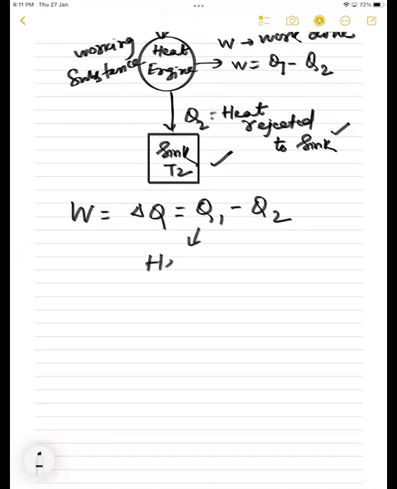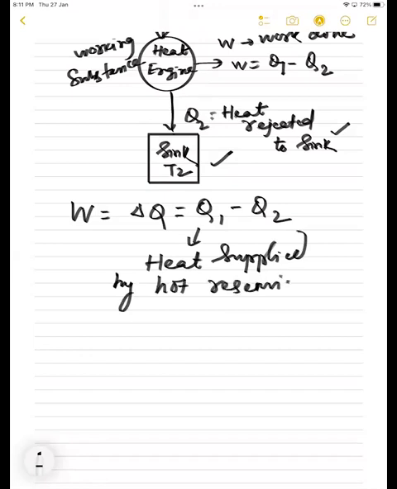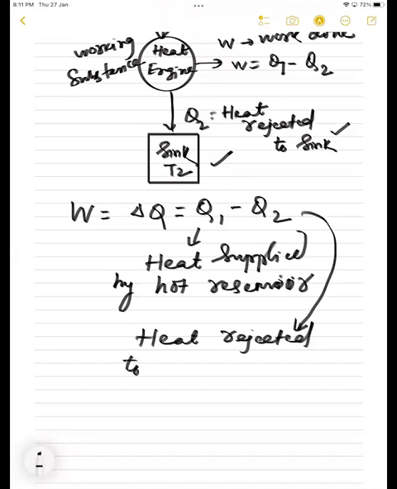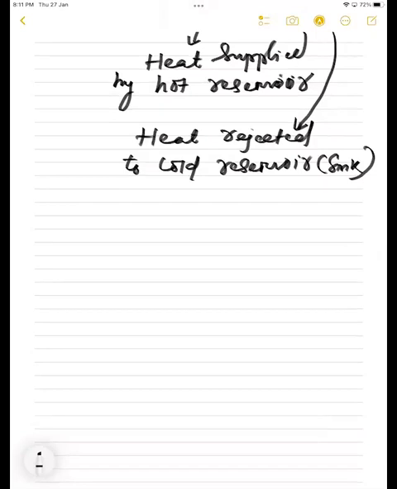What is Q1? Q1 is heat supplied by the hot reservoir, and Q2 is, students, heat rejected to the cold reservoir. Right, that is the sink.